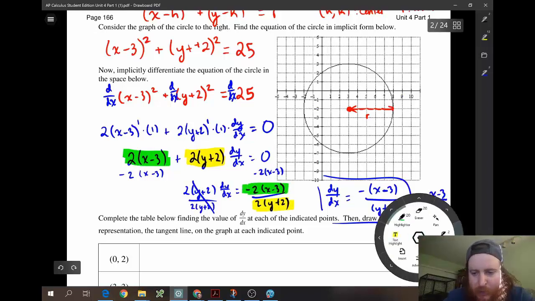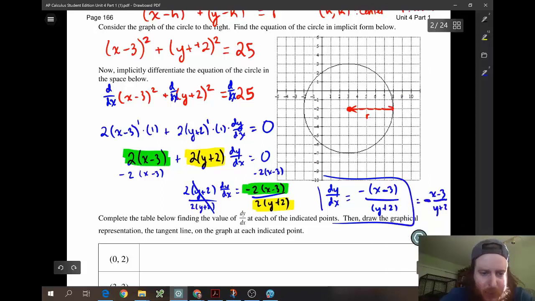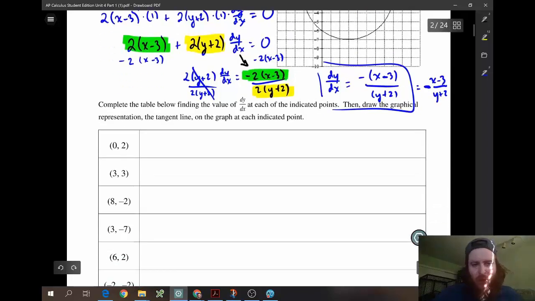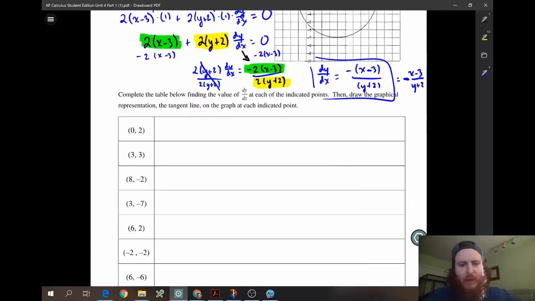As you get pretty good at these, I usually just skip the subtracting step and the dividing step, and jump straight there because I remember that shortcut. Anything without a dy/dx is going to switch signs and be in the numerator. Anything with a dy/dx is going to go to the denominator. So just a little bit of a shortcut. Now, if we wanted to find dy/dx at each of these points and then draw a tangent line, we can do that.